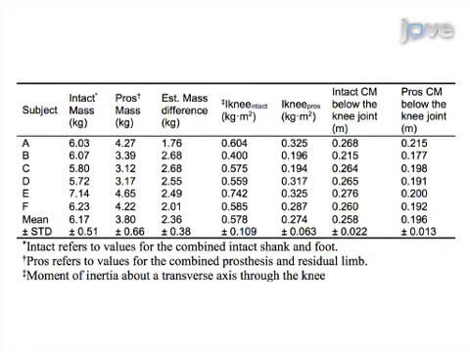Inertial properties of the prosthetic side were significantly lower than the inertial properties of the intact leg. The mass of the prosthetic side was 39% less, the moment of inertia was 52% less, and the center of mass was 24% closer to the knee than intact estimates.